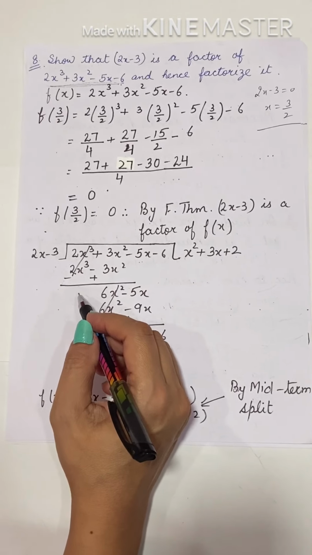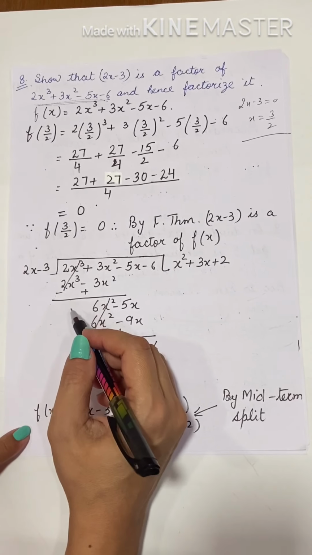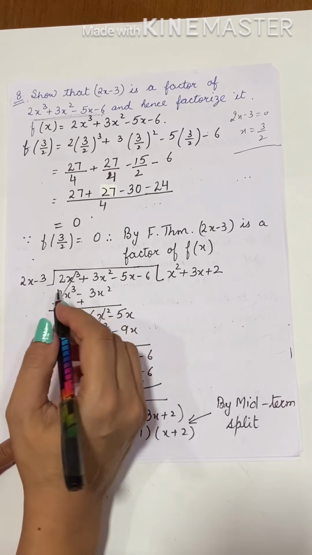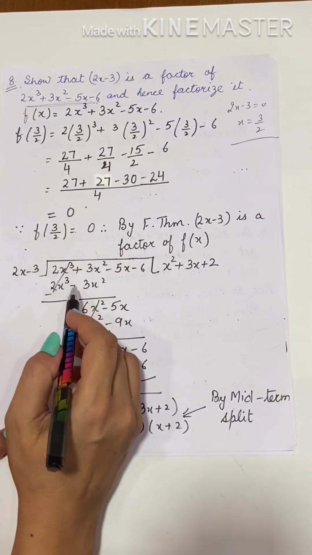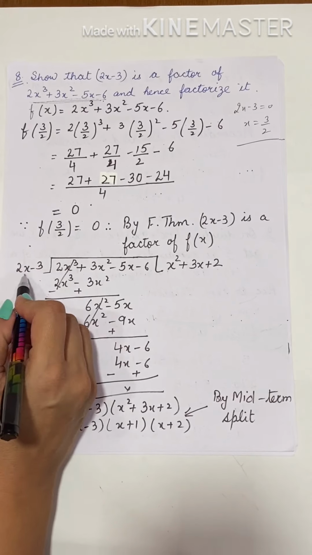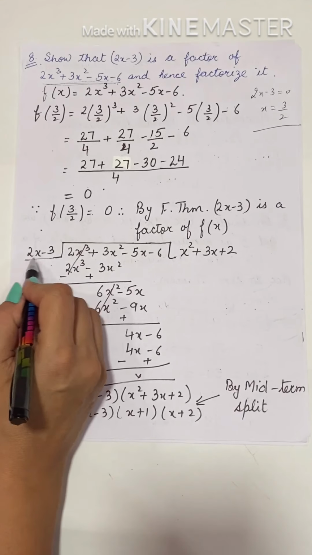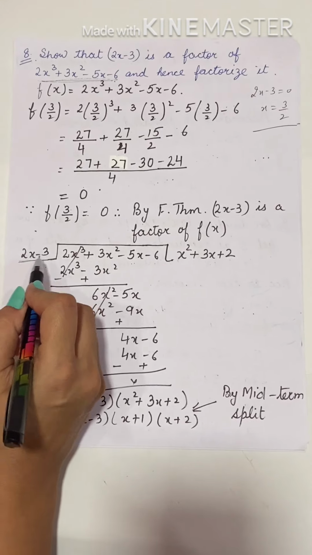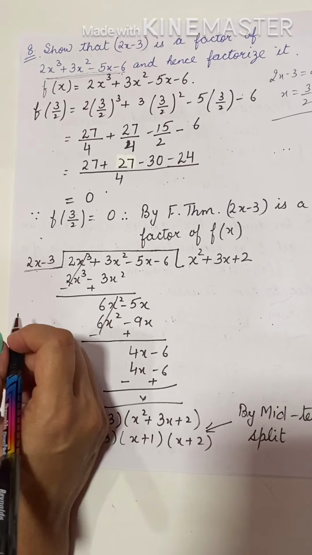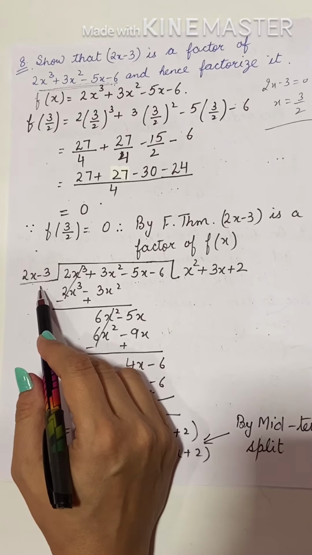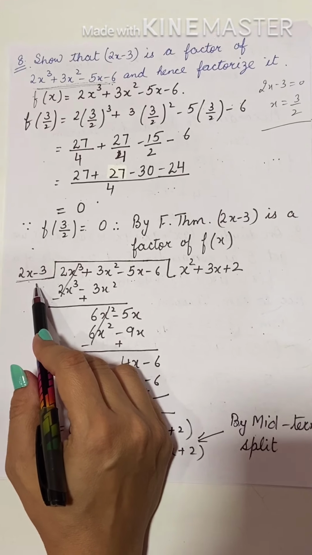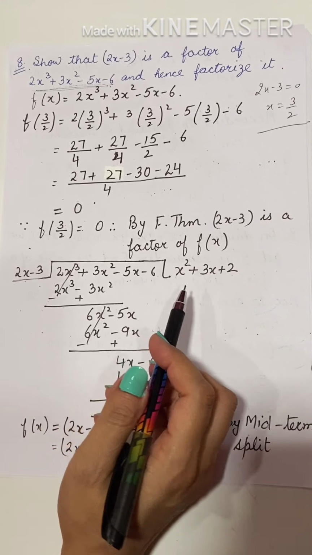Now we have to factorize it completely. So for that factorization, we are going to take the given polynomial as the dividend, and we are going to divide it by its first factor, which is given in the question, 2x minus 3. All of you know very well how to divide a polynomial by 2x minus 3. You have done it in class 7, class 8, 9 also.